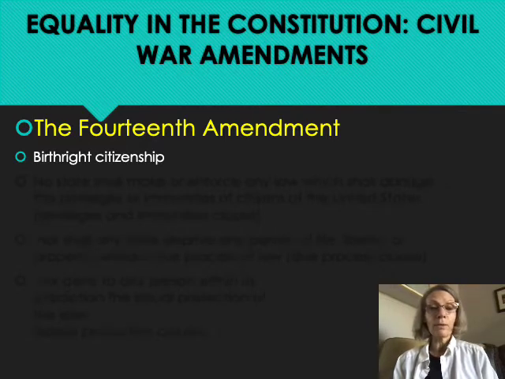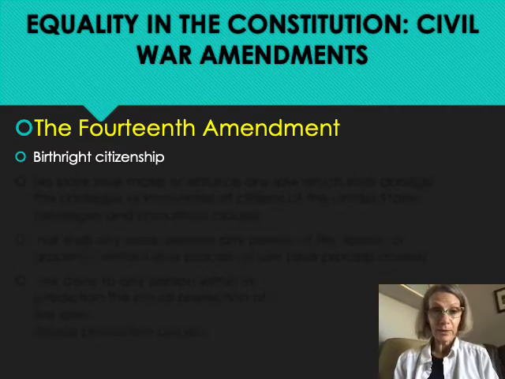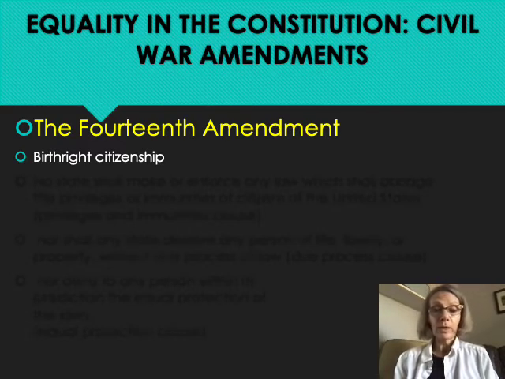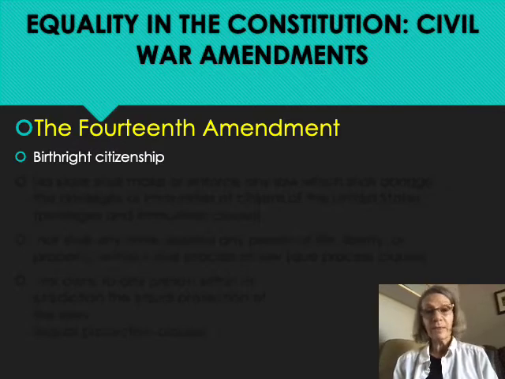Like that, only people who are born of citizens of the United States would be considered citizens. You could also say any former slave is not a citizen, or any person who was born of a former slave is not a citizen.